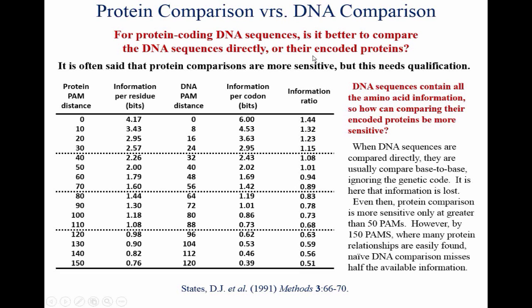You can milk some, perhaps a little bit more information by looking at the individual codons and coming up with a 64 by 64 codon versus codon table. But most of that information is there by translating it into the proteins. Now, to do this comparison, what I've tried to do is look at a DNA PAM distance and try to see what this means as a protein PAM distance.